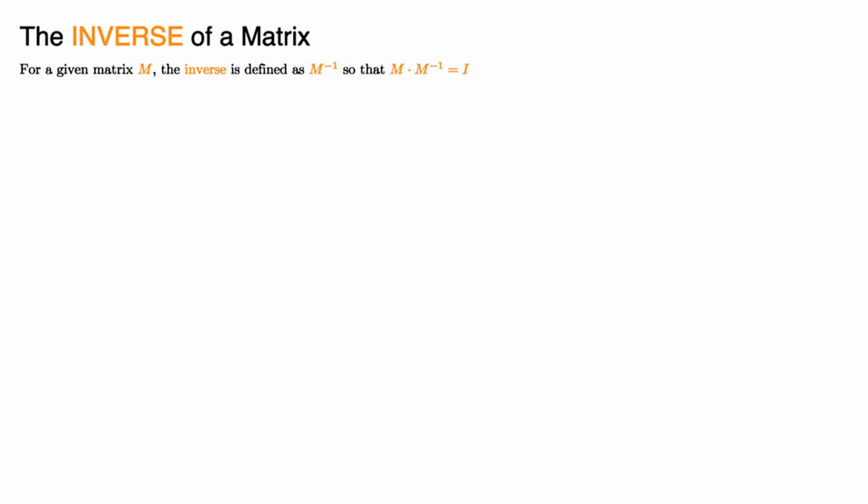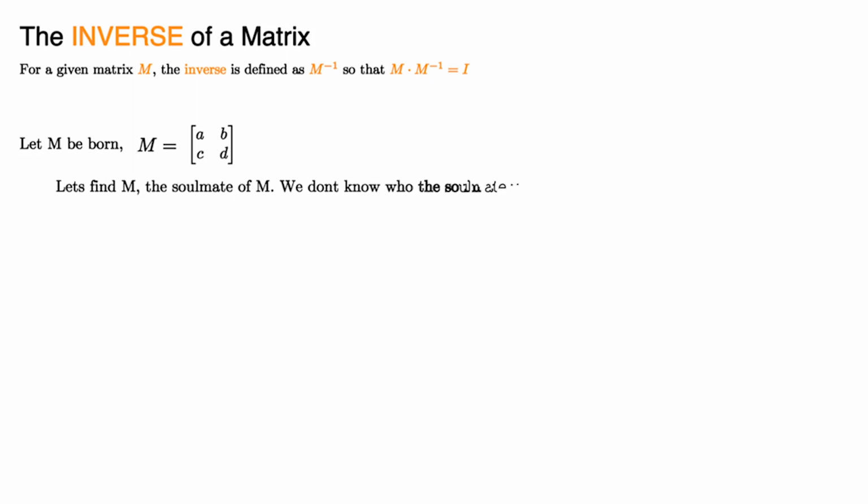Okay, so let M be given, and if M is equal to [a, b; c, d], let's find M inverse, the soulmate of M. But we don't know what the soulmate is, or even if the soulmate exists. So let's define M inverse to be equal to [a*, b*; c*, d*]. Then we're going to try to use the equation from the definition to find the inverse.